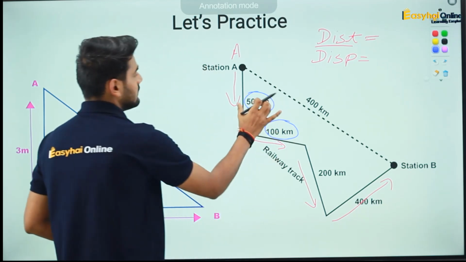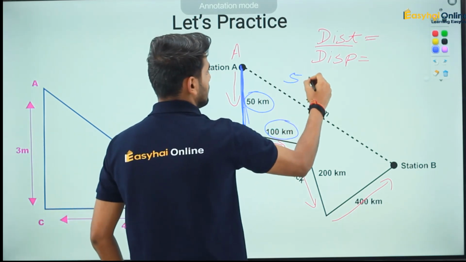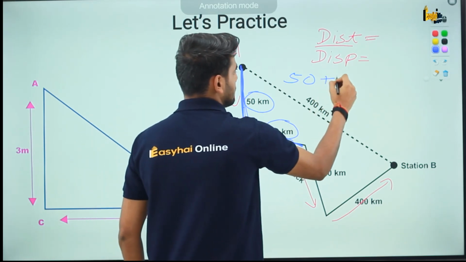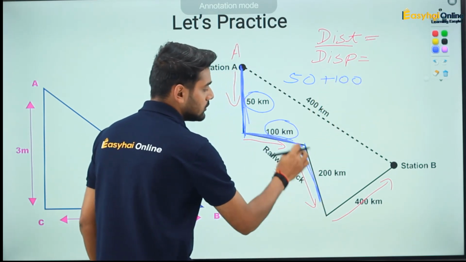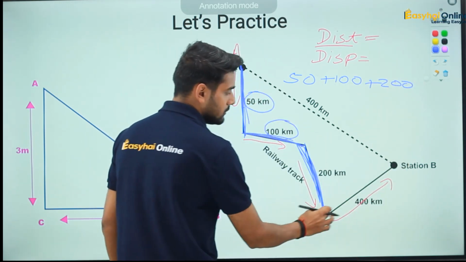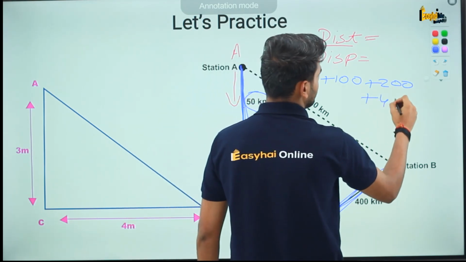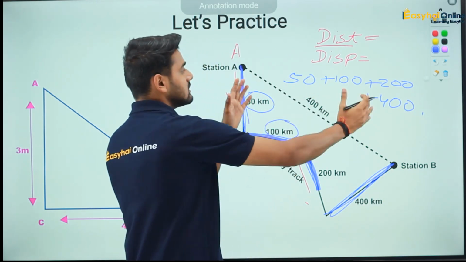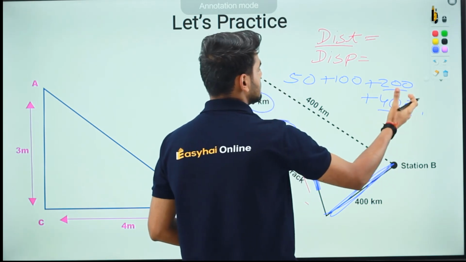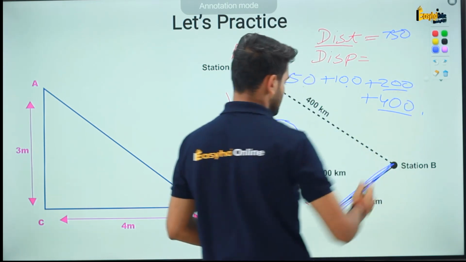All I need to do is add this 50 kilometers. It has moved along this line, which is 50 kilometers. So 50. But the train moved again 100 kilometers along this line. So plus 100. The train also moved 200 kilometers along this line. Plus 200. The train moved 400 kilometers along this line. So plus 400. Add this up and you will get the total distance. Here you can see 400 plus 200, 600, 700, 750. So 750, what are the units?